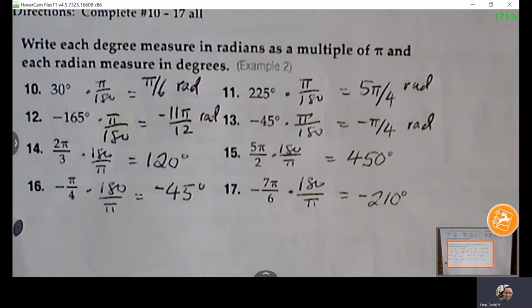So 5 pi over 2, I want to convert that to degrees. I know that the pi's cancel out, which is a good sign that I have my conversion rate in the correct order. I'm just going to simplify here. I can multiply across and then divide by 2, or I can see that 2 and 180 cancel out nicely. I'm left with 5 and 90, which multiplies to 450.